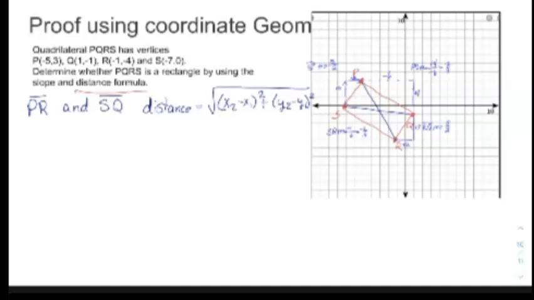All right, so our segment PR. We have the point P is negative 5, 3. R is the point negative 1, negative 4. And we'll just plug that into our formula. Minus negative 5.